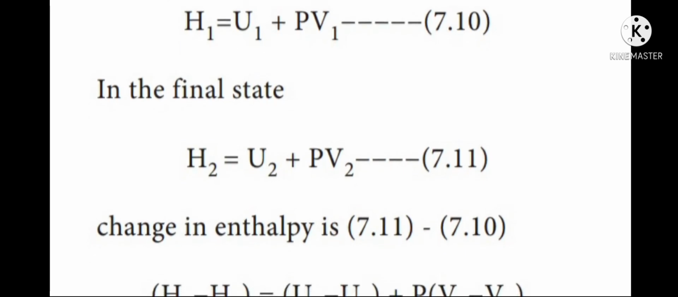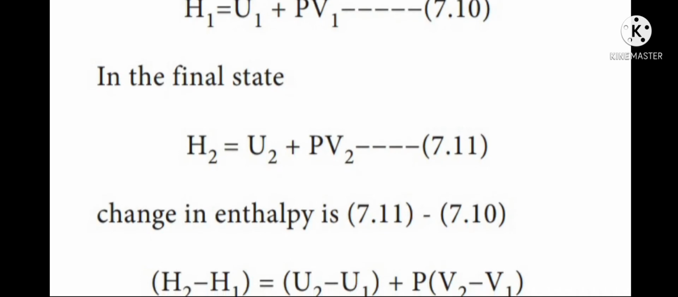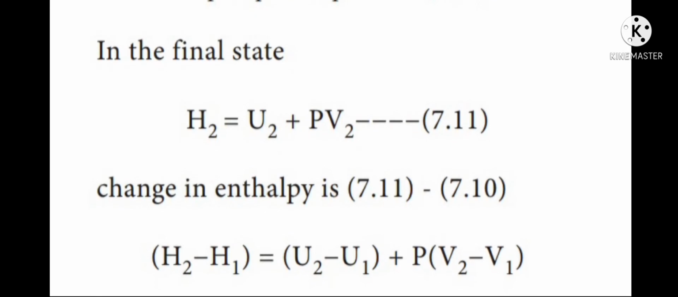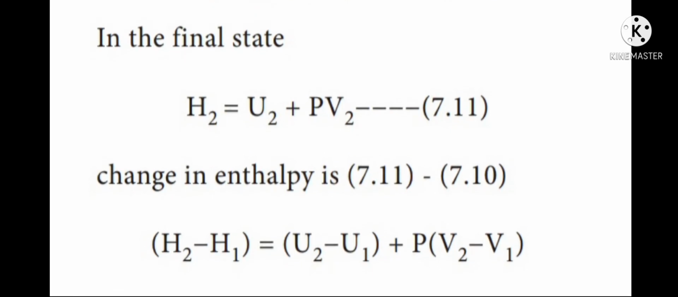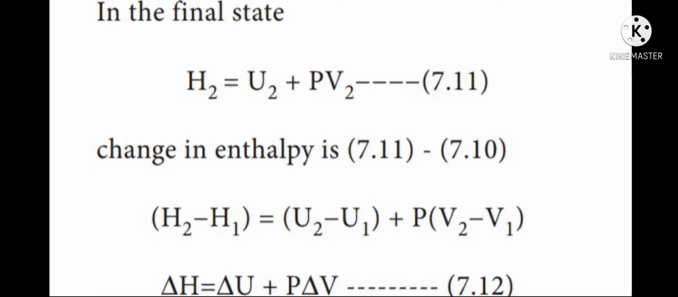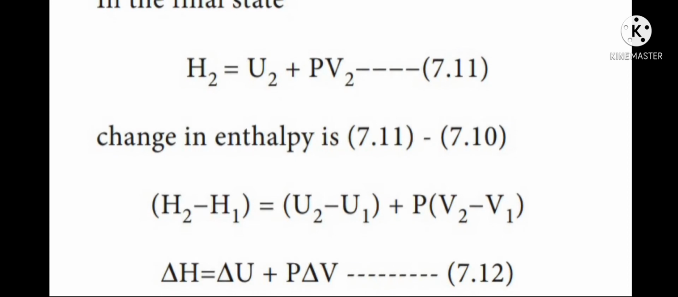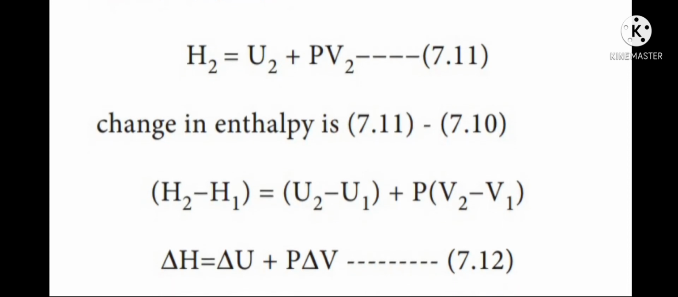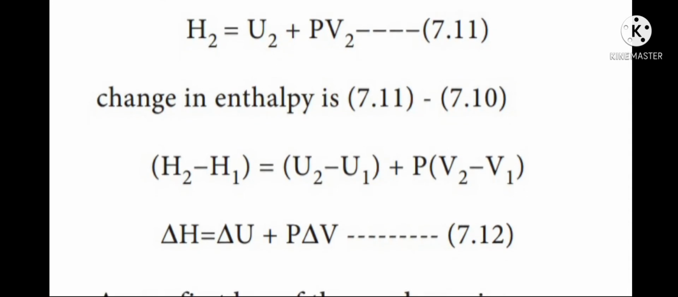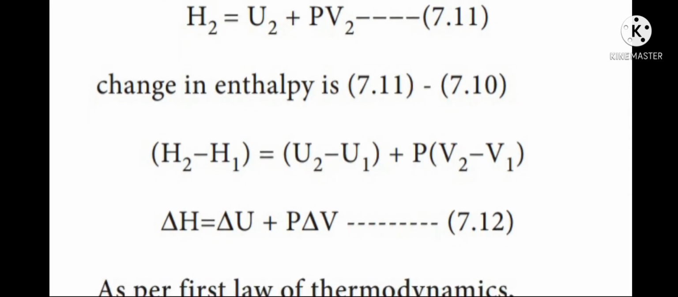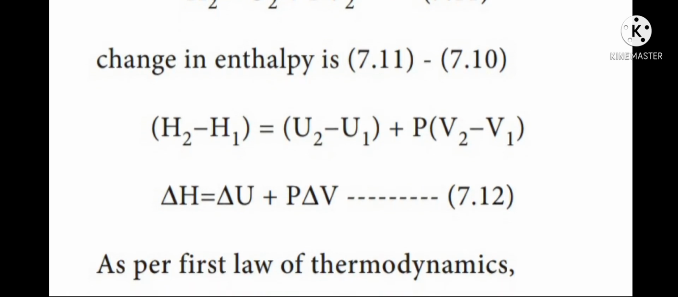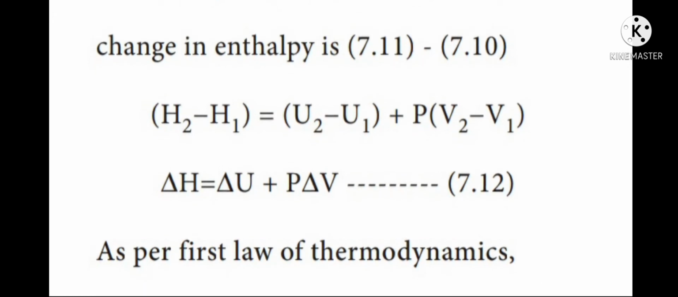We will get H2 minus H1 equal to U2 minus U1 plus P into V2 minus V1. We know that H2 minus H1 is equal to delta H, U2 minus U1 is equal to delta U, and V2 minus V1 is equal to delta V. Therefore, delta H is equal to delta U plus P delta V. It is given by equation 7.12.